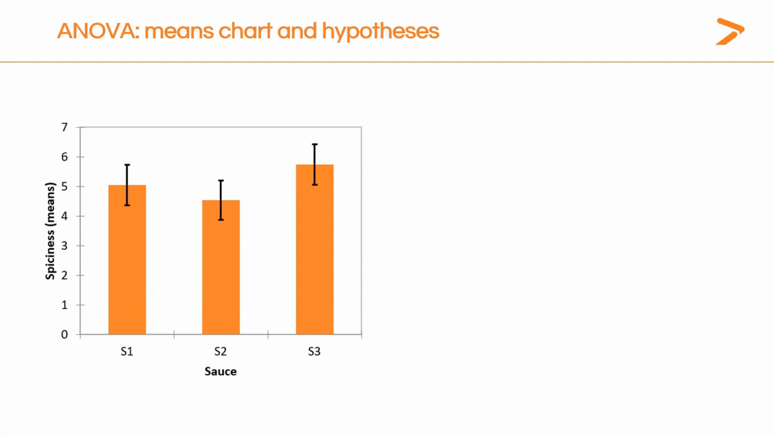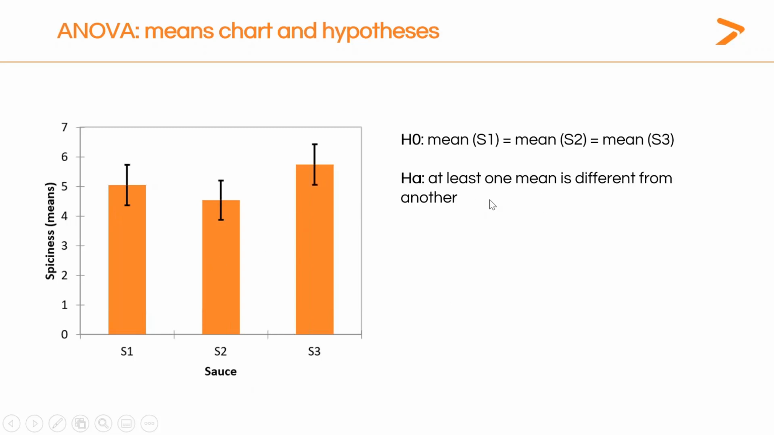So the ANOVA involves a statistical test, and a statistical test involves hypotheses. So these are the spiciness means according to sauce, and these are the hypotheses of my ANOVA. The null hypothesis implies an idea of equality, as we've seen earlier, most of the time. So mean S1 equals mean S2 equals mean S3. The alternative hypothesis implies an idea of a difference. So at least one mean is different from another.